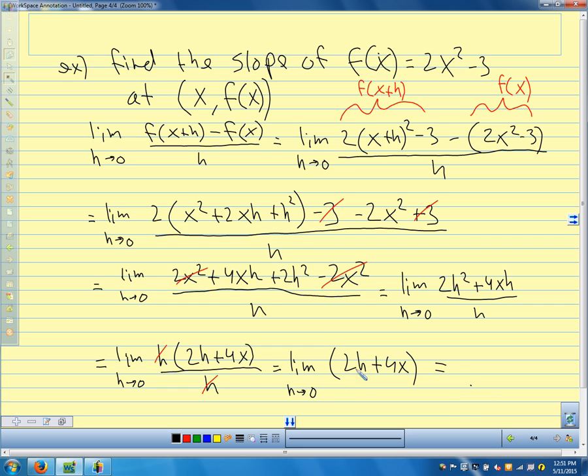H is going to 0, so this I can plug in. I don't have a 0 over 0. Nothing crazy happens. So when I plug in h equals 0, 4x. So the slope of 2x squared minus 3 at any point is 4x. So I can plug in x equals 0, 1, 2, 3, plug in whatever I want, and that would give me the slope of my tangent line at any point. All right, questions there?